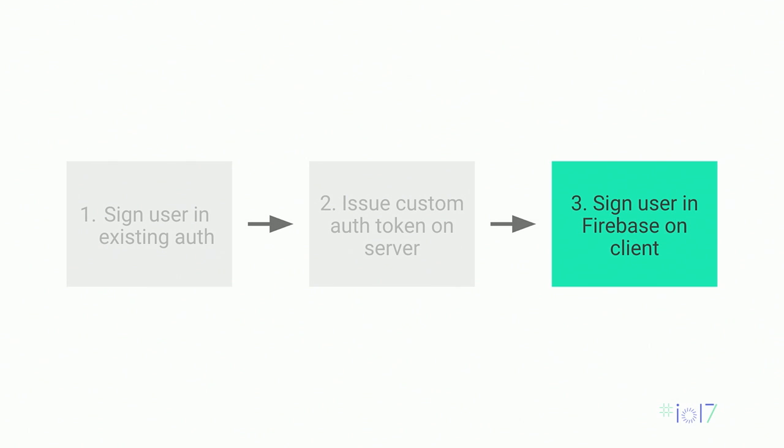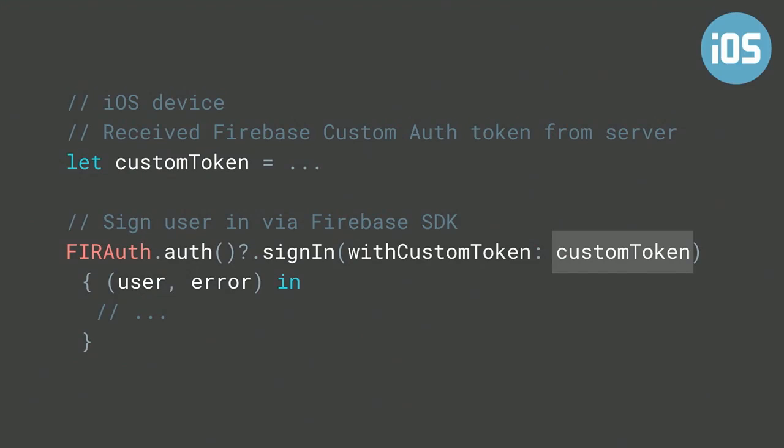OK, so now you have custom auth token in your app. Let's see some code to use the token to sign in your user to Firebase. You need to provide your custom auth token as a parameter for the Firebase admin SDK auth method call. And that's it. You're done. You can now go build your awesome real-time features on real-time database.